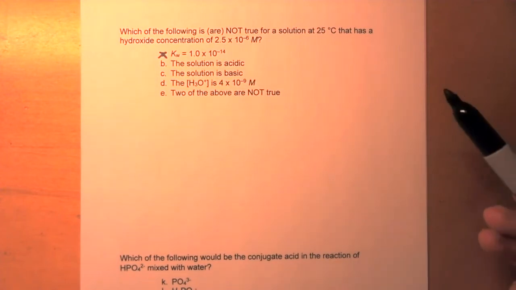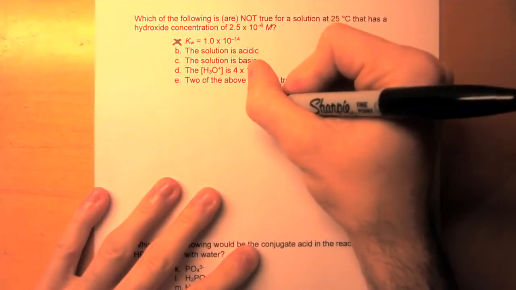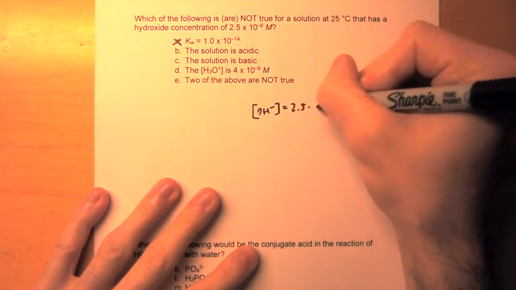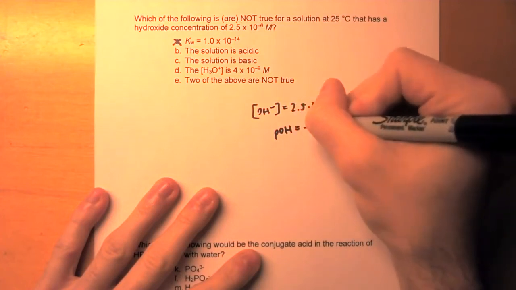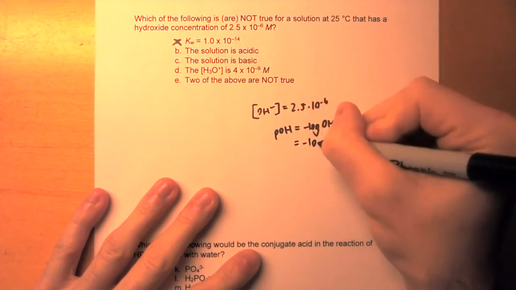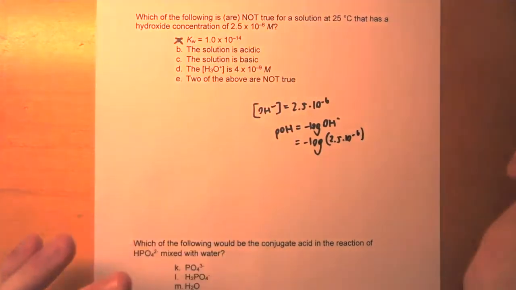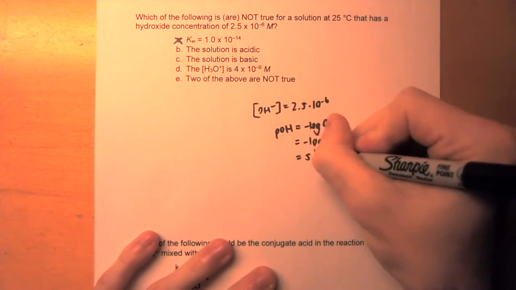It's always going to stay the same. The solution is acidic. So we have a hydroxide ion concentration equal to 2.5 times 10 to the negative 6th. Well, we know the POH is equal to the negative log of OH minus. So this would equal the negative log of 2.5 times 10 to the negative 6th. Let's run the number and get POH. So if we do the negative log of 2.5 times 10 to the negative 6th, you would get 5.6.